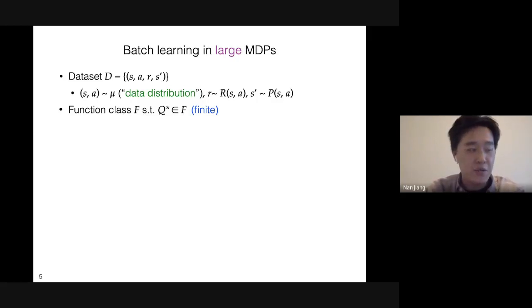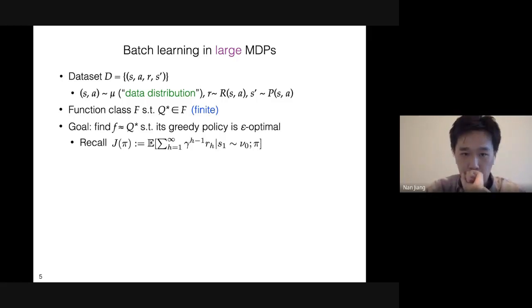These are state action value functions. And we assume that one of them is Q star, or Q star is a member of this function class. And the entire goal of learning is to find an F, presumably inside the big F class, such that it induces an epsilon optimal greedy policy, right?